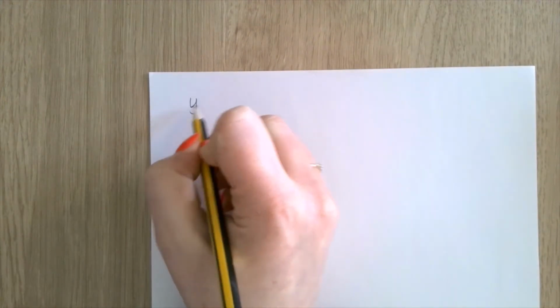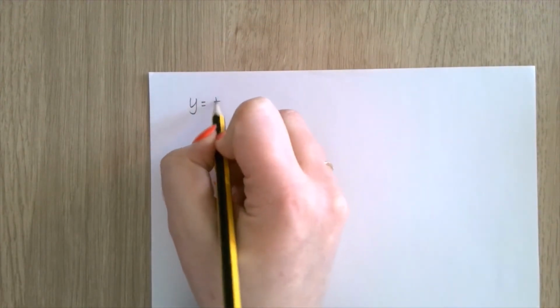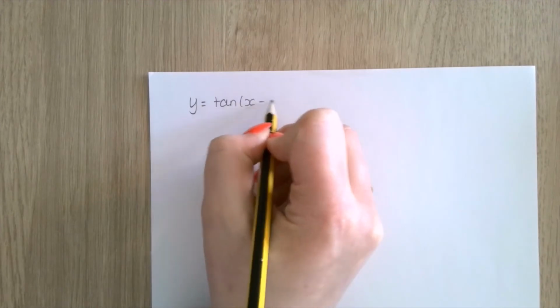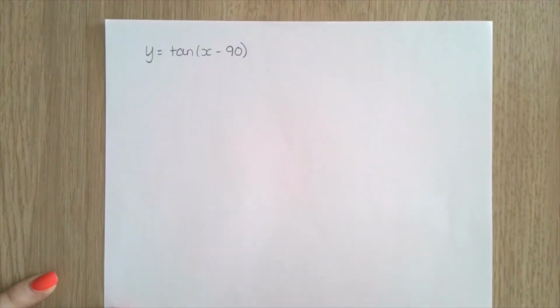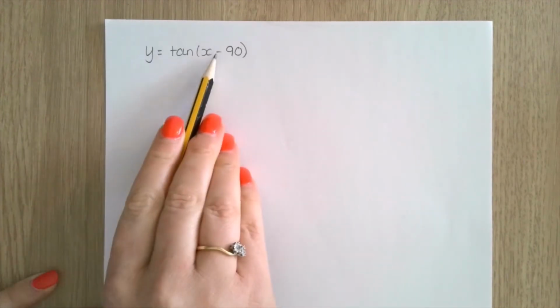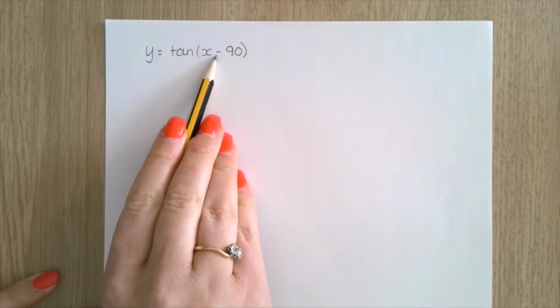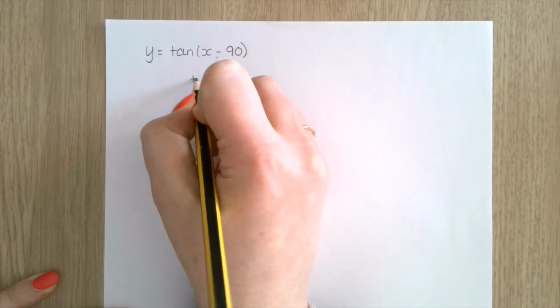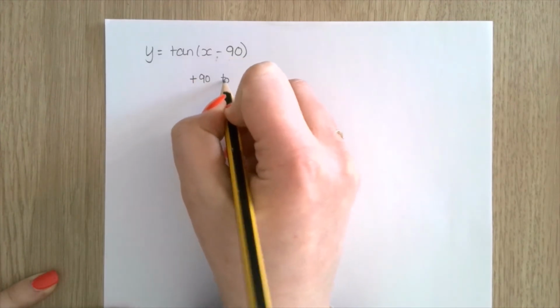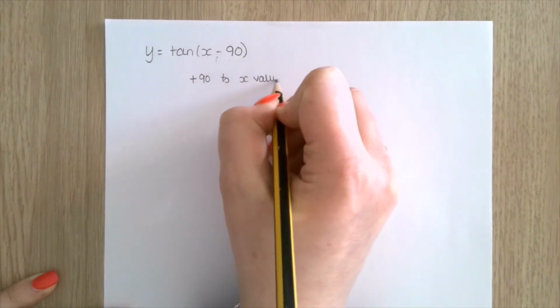Okay, my next graph for you, I'm going to look at y equals tan of x minus 90. So I do have another horizontal translation, and this time it will be moving right because this is negative. It will be moving right by 90 degrees. So I'm going to have to add 90 to my x values.